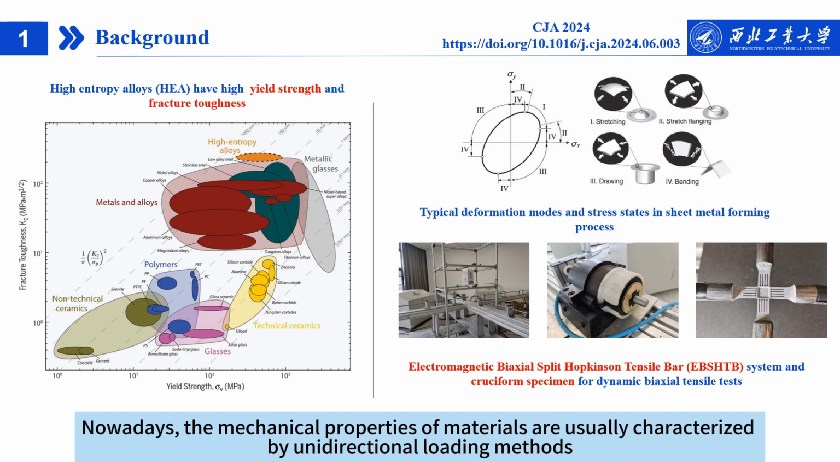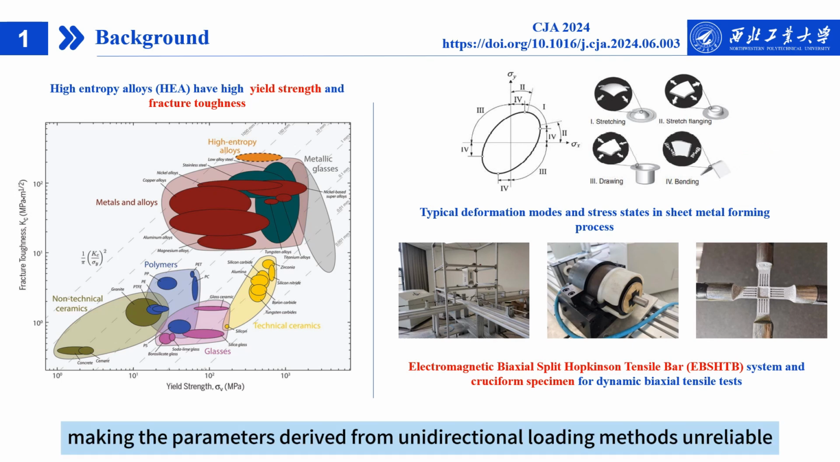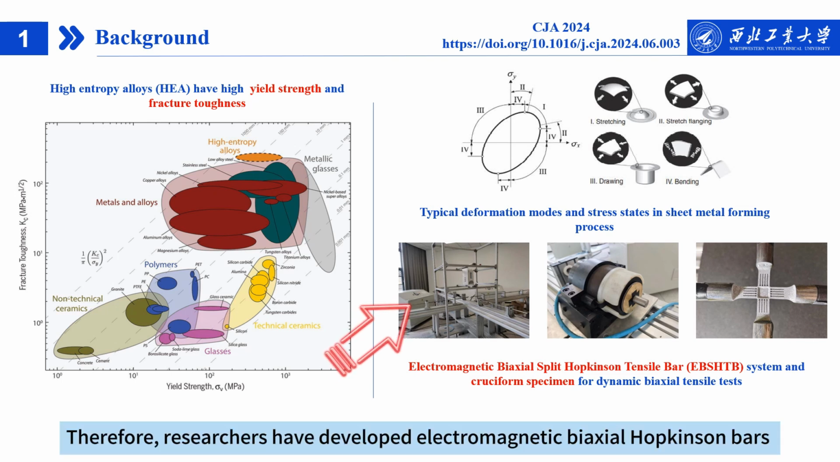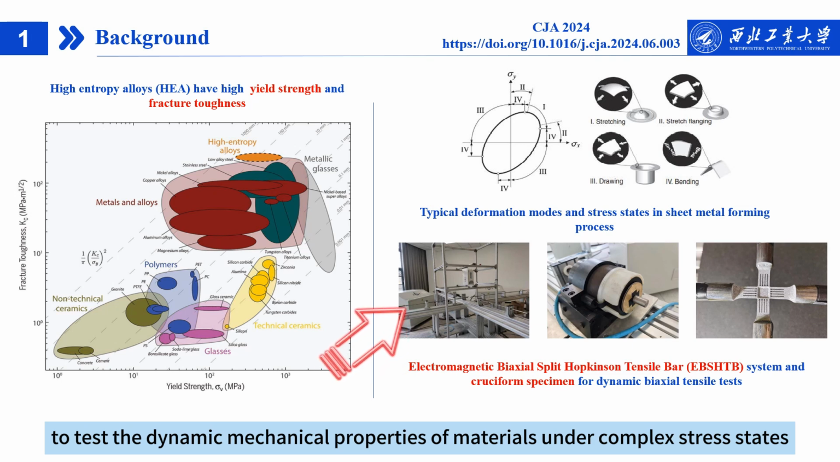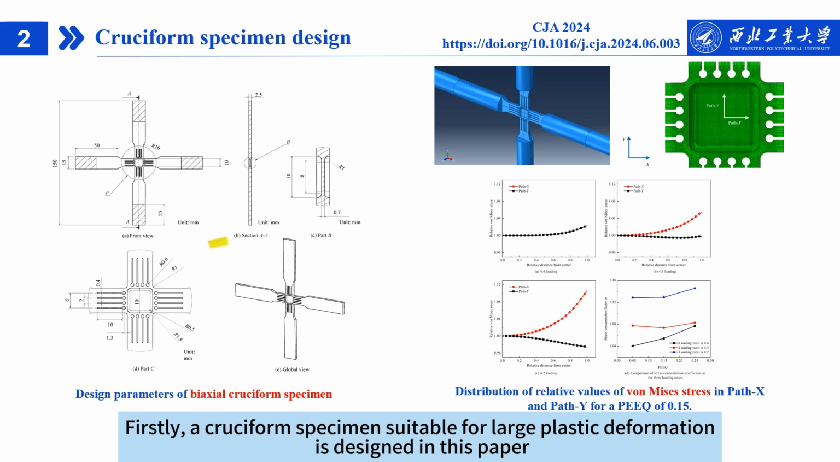Nowadays, the mechanical properties of materials are usually characterized by unidirectional loading methods. However, in practical applications, materials are often subjected to complex stress states, making the parameters derived from unidirectional loading methods unreliable. Therefore, researchers have developed electromagnetic biaxial Hopkinson bars to test the dynamic mechanical properties of materials under complex stress states. Firstly, a cruciform specimen suitable for large plastic deformation is designed in this paper.